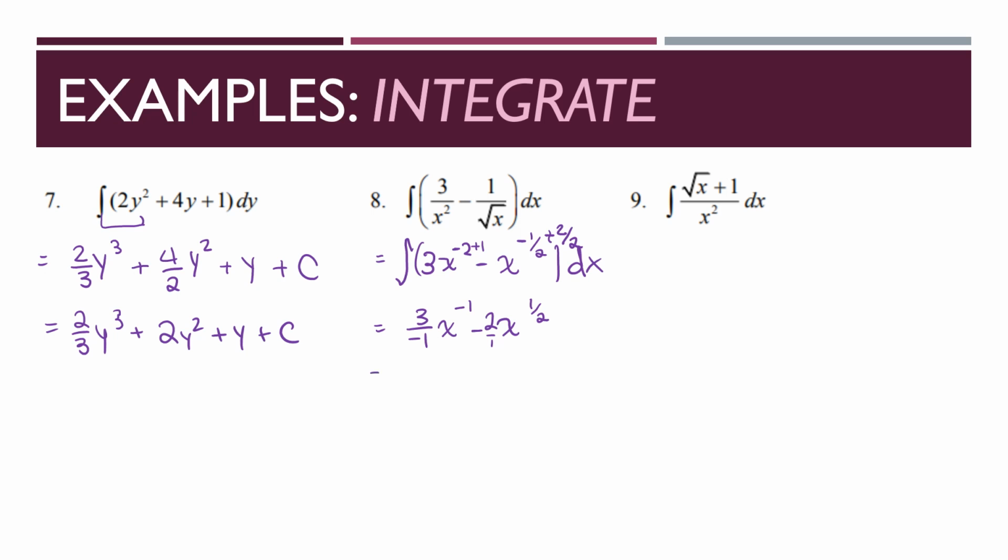So when we clean this one up, we're going to get negative 3x to the negative 1. Oh, forgot my c. Minus 2x to the 1/2. Let's see. And we can even put it back into that starting format where we have negative 3/x minus 2 times the square root of x plus c.